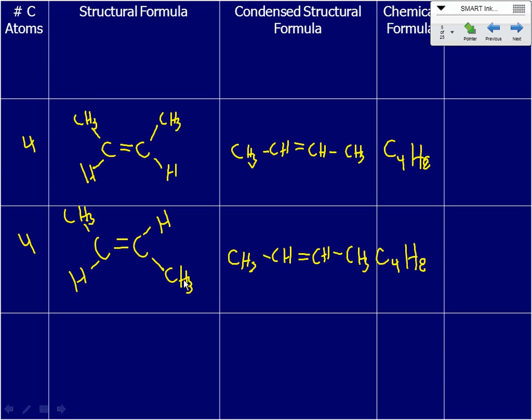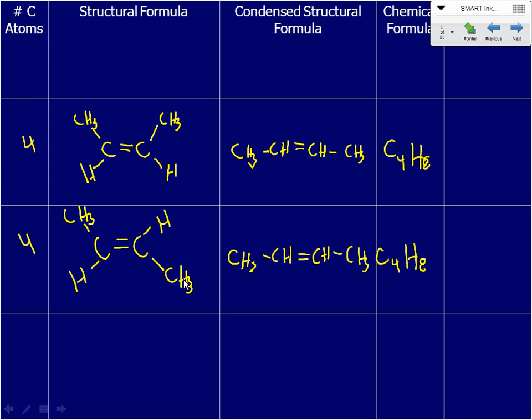We wouldn't call these things structural isomers, because they have the same connection and the same chemical formula. That's what our definition of structural isomers was. These two are actually what we call geometric isomers. They've got the same connections and the same formula, but due to the restricted movement of the double bond, they actually have slightly different geometries, even though their connections are the same. We call them geometric isomers.